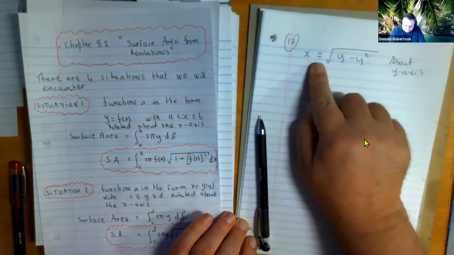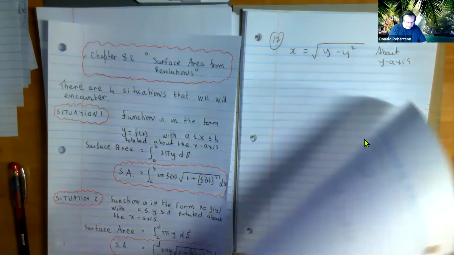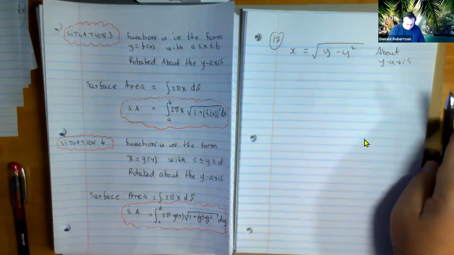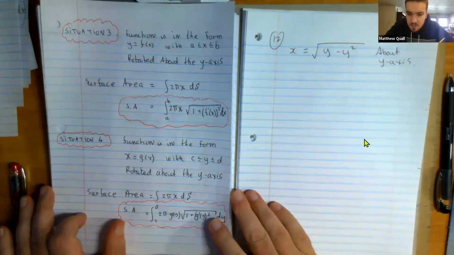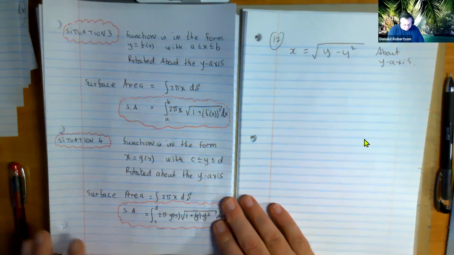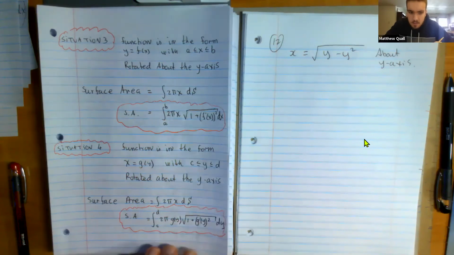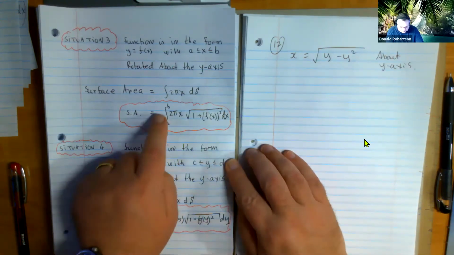Now it's x equals this guy, and it's about the y-axis. So since it's about the y-axis, it has to be situation 3 or 4. Professor, is there an interval? There isn't yet, but there has to be one. So we have 3 or 4.